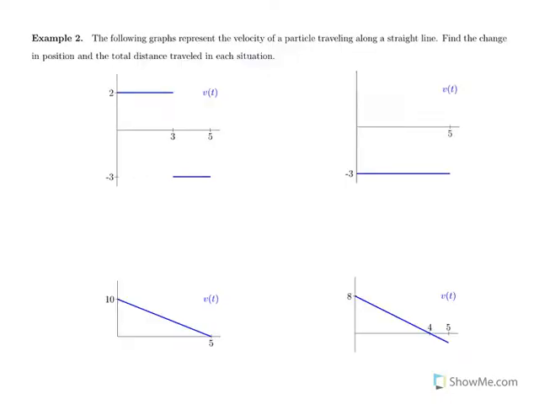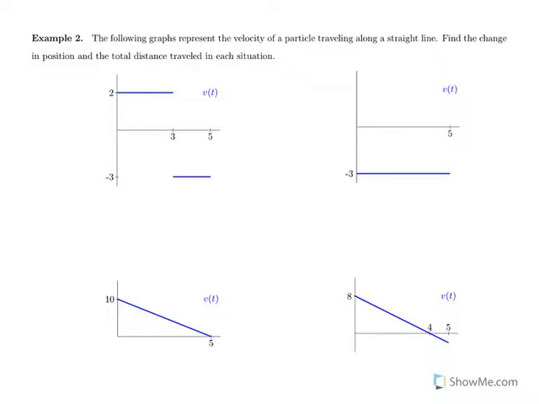All right, different kind of question. The following graphs here represent the velocity of a particle traveling along a straight line. Find the change in position and the total distance traveled in each situation. So the first thing we're going to have to do is to think about what areas we are even looking for here. We have 4 different situations.